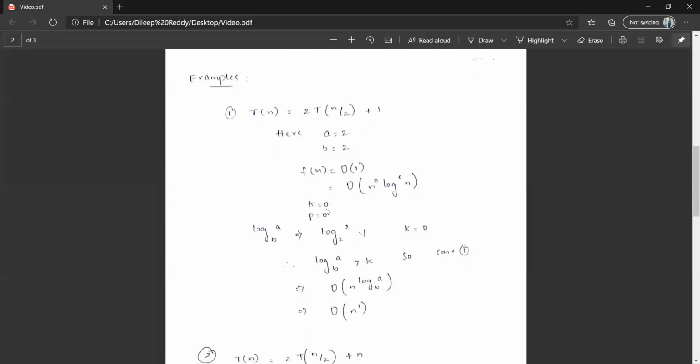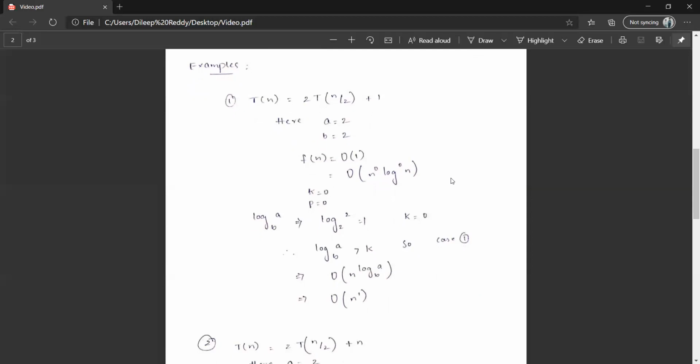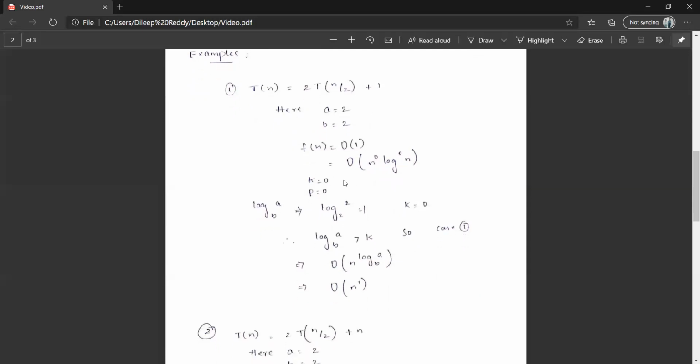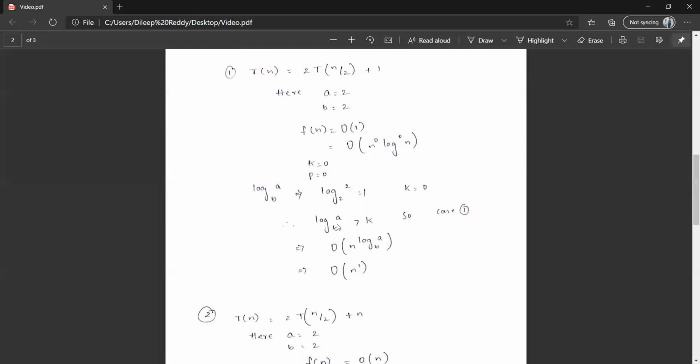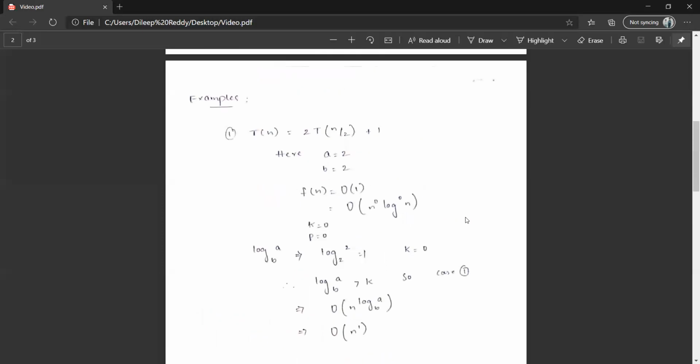What is the value of k? The k value is 0 and the value of p is 0. From this we're going to define two values, that is log a base b and k. What is the value of a and b? We have 2 and 2. So log 2 base 2 is 1 and the value of k is 0. So here we can clearly say that log a base b is greater than k, which means 1 is greater than 0. So we get case 1.